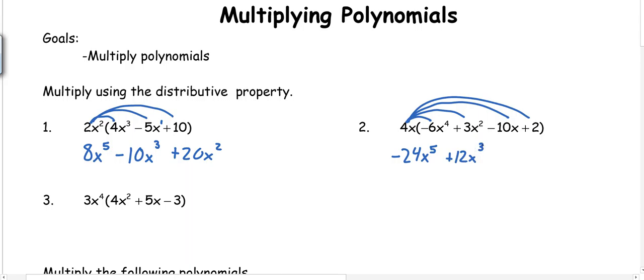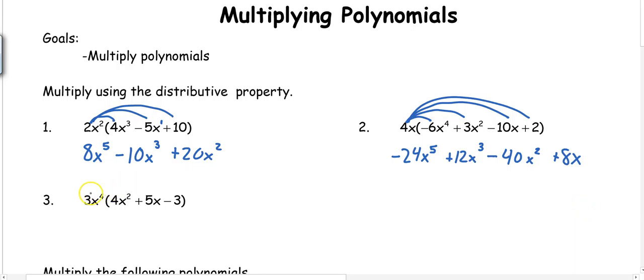4x times negative 10x gets us negative 40x squared. Remember, they both have an exponent of 1, so 1 plus 1 is 2. And then 4x times 2 gets us 8x. Notice that we're not combining anything because they all have different exponents at this time.